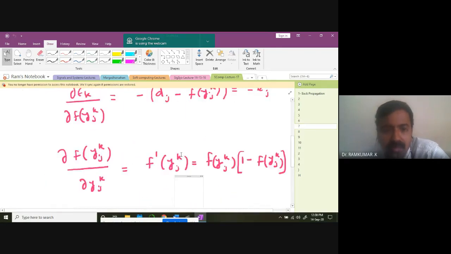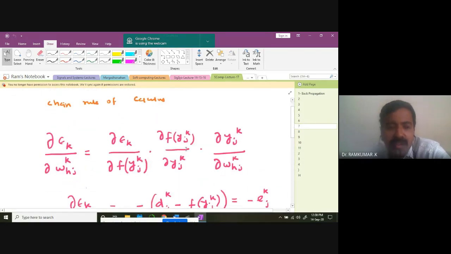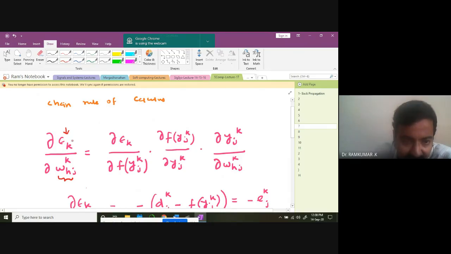Now look at this. Now this is a chain rule. What is it that we are looking for? We are interested in seeing the impact of the weights WHJ on the error. We would like to see how the final error changes based on the change in the weights between the hidden layer and the output layer. There are two layers; there are weights here also, there are weights here also. Right now we are at this stage.